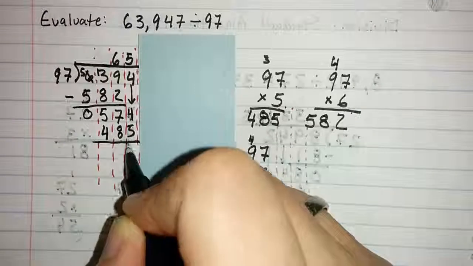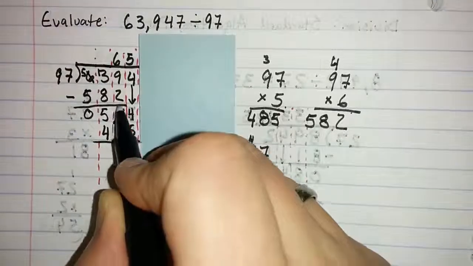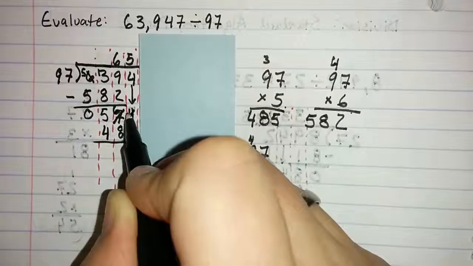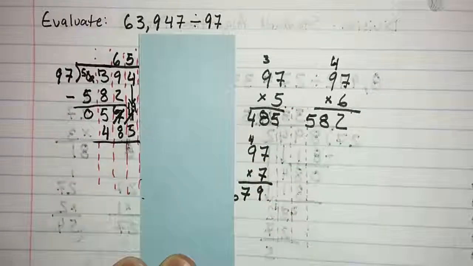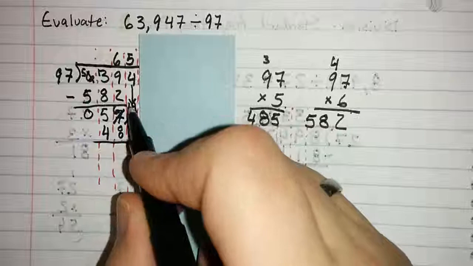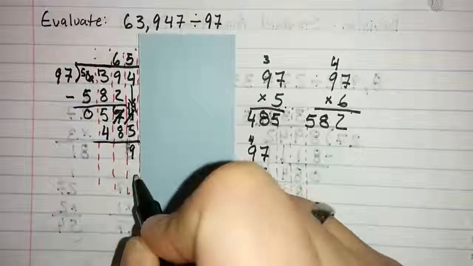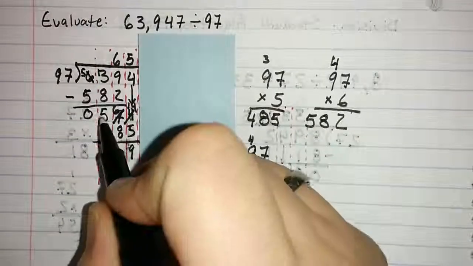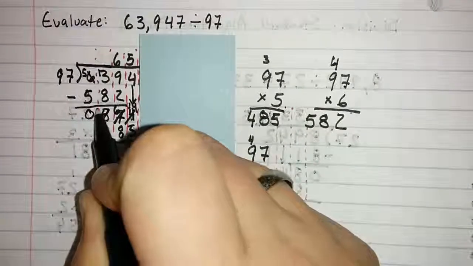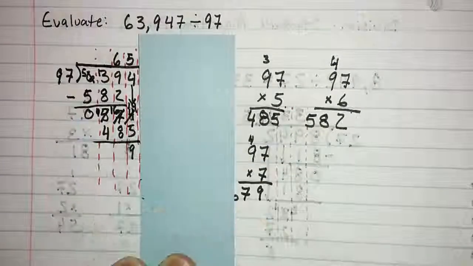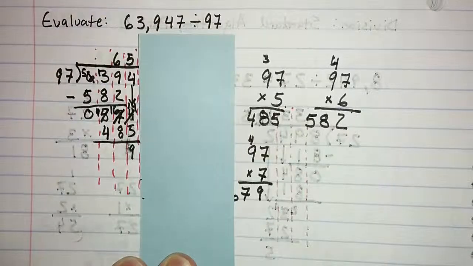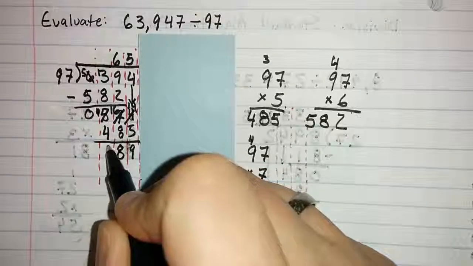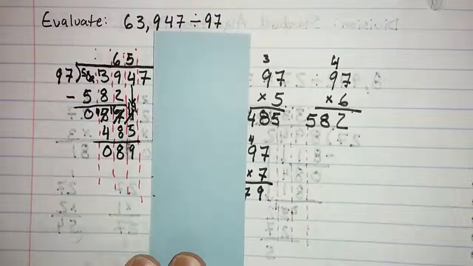4 minus 5, I can't do it. I have to borrow. Take away 1 from the 7, it becomes a 6. Add 10 to the 4, it becomes 14. 14 minus 5 is 9. 6 minus 8, I can't do it. I have to borrow 1. 5 becomes 4. 6 becomes 16. 16 minus 8 is 8. 4 minus 4 is 0. All right.